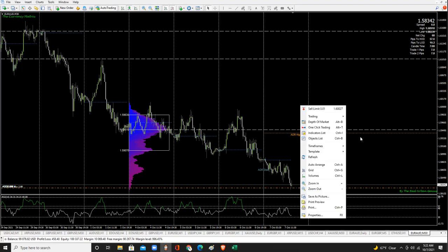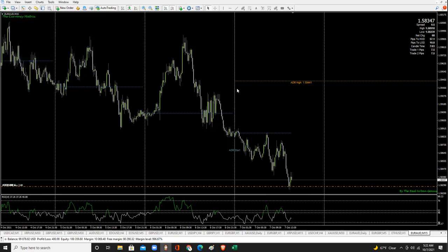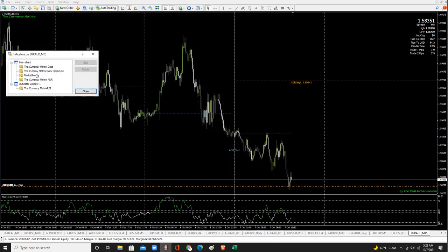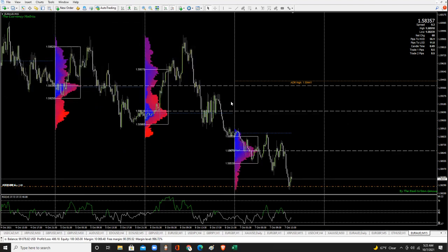So now let's go into a lower time frame, now that we have identified the low of the day. Now here with the market profile, I'm going to change it from weekly to the daily volume. So now here is the daily volume. We know where the weekly volume lies. Now we're looking at the daily volume.